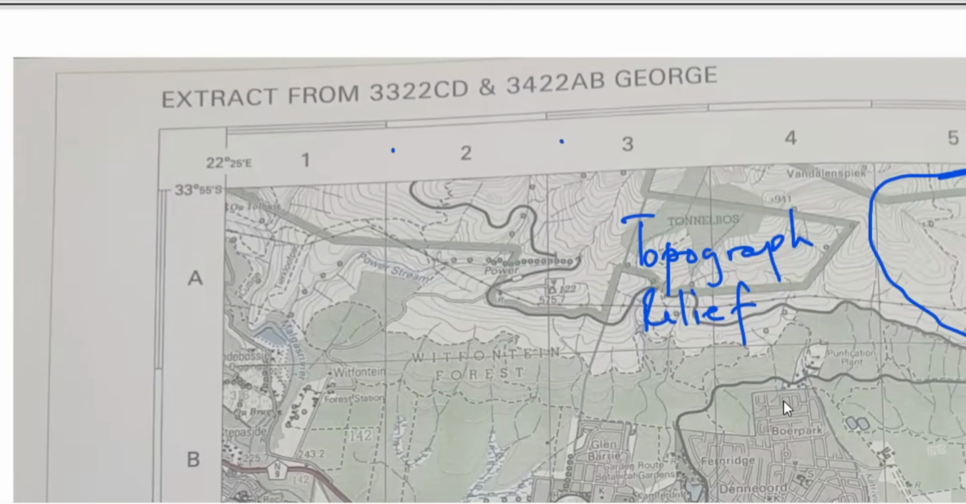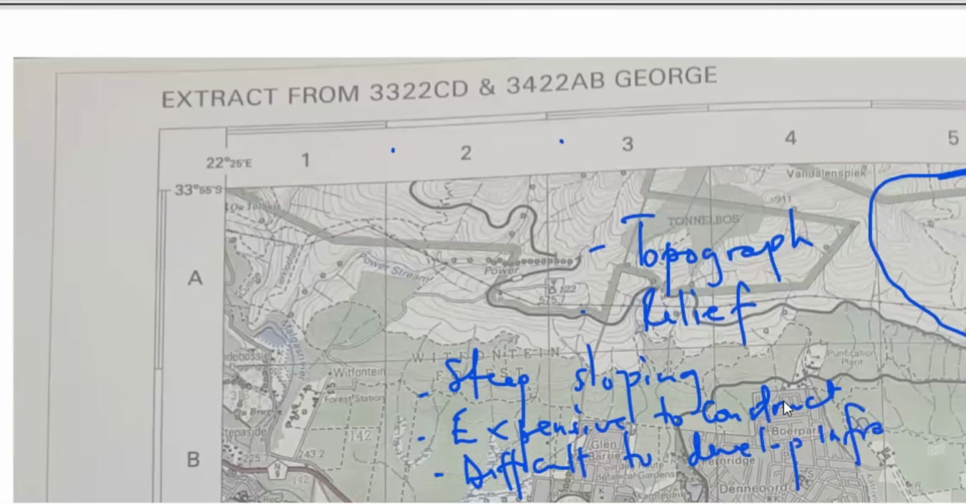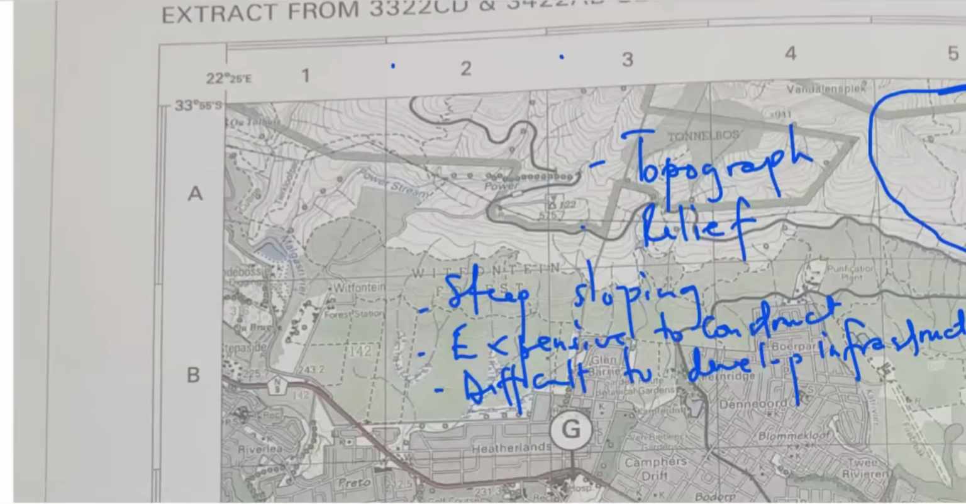And how does this data layer limit development? This steep sloping landscape, the area is steep sloping. And for that reason, being steep sloping, it's expensive to construct in that area. And also it's difficult to develop infrastructure, like roads and railway networks. They are very difficult to establish in those areas because of the nature of the steepness.